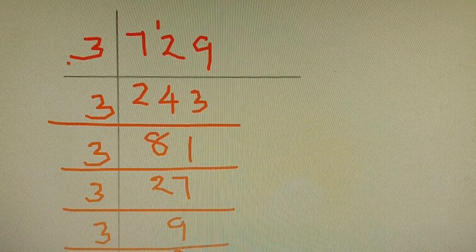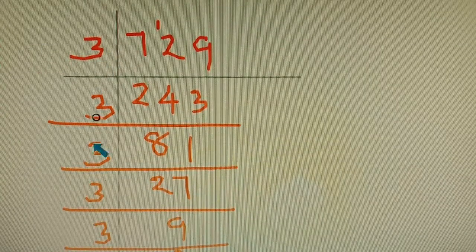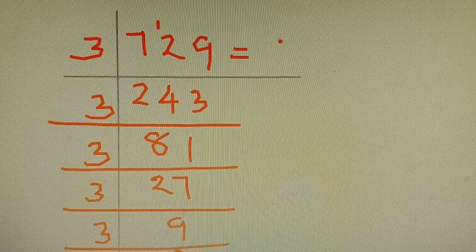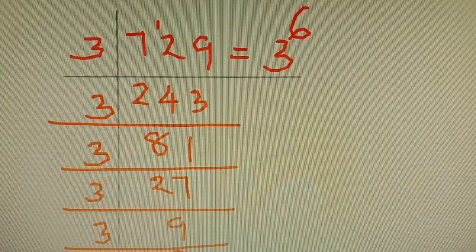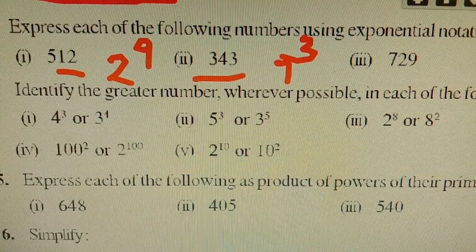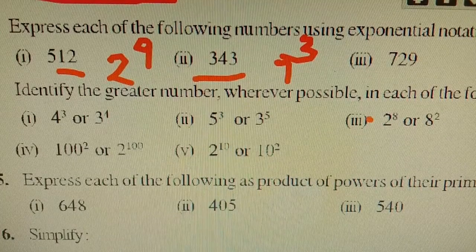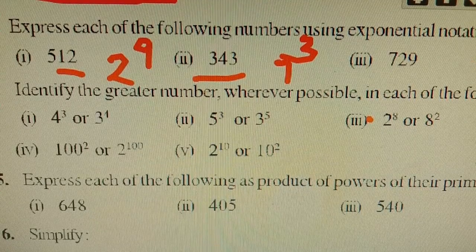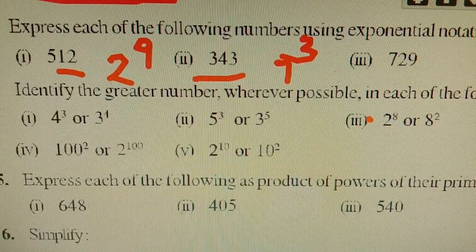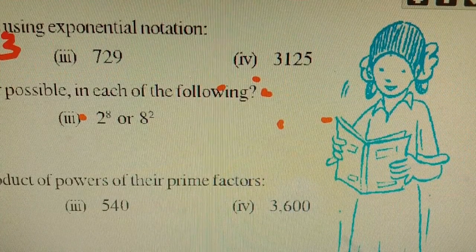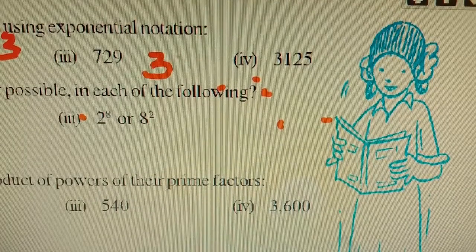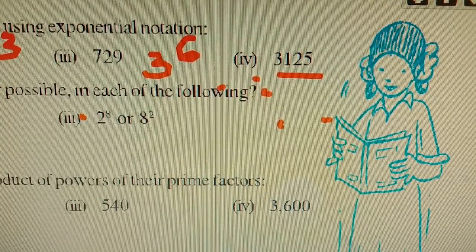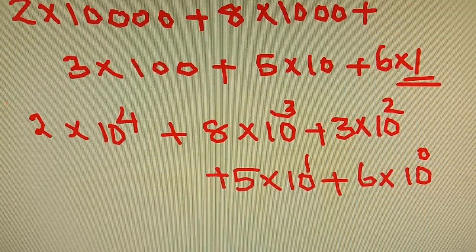So how many 3s? 1, 2, 3, 4, 5, 6 3s. So 729 is equal to 3 to the power of 6. That is the exponential form of 729. Here the answer is 3 to the power of 6. Okay, now we can move to the next number, that is 3125.